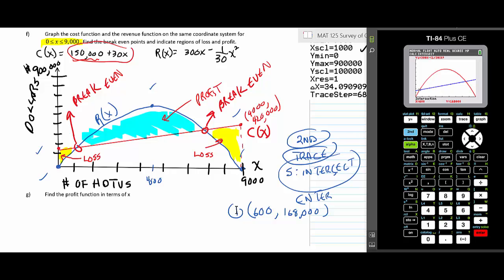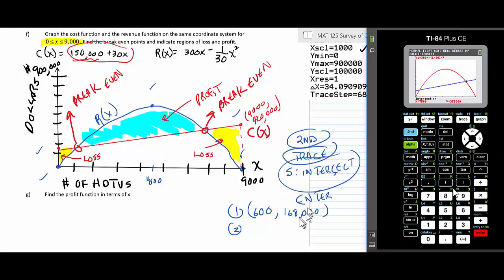Then you do the second break-even point. Just repeat the same thing. You've got to start over again. Second, trace, option 5. Okay, now you just got to move your cursor, it's a little slow. My calculator is real slow because this has got a super high definition screen on here. So it's a little slow, and sometimes it doesn't work very well. So I'm going to do that. And you're going to know you're getting it right because it's going to blink on that correctly.